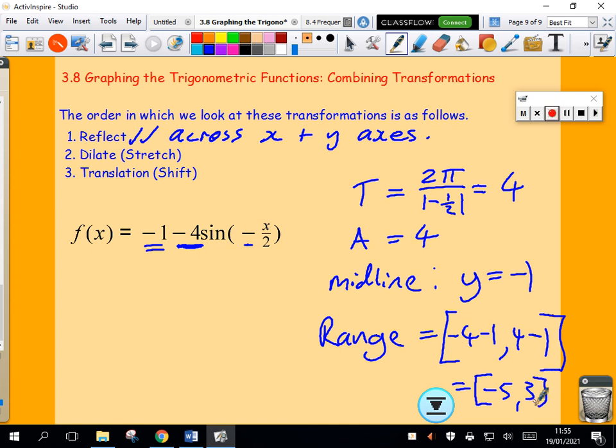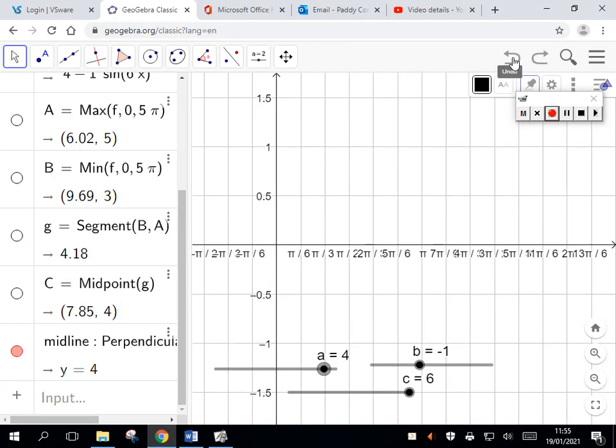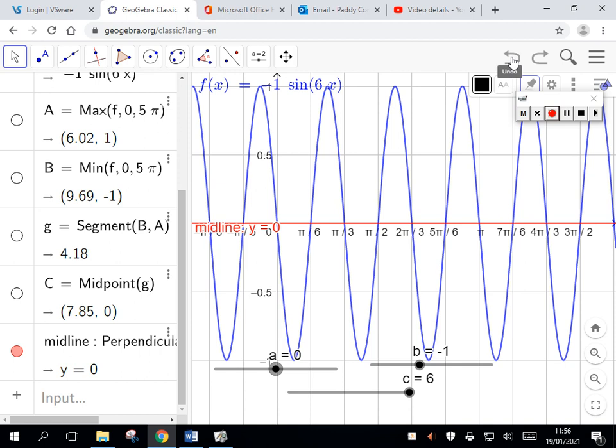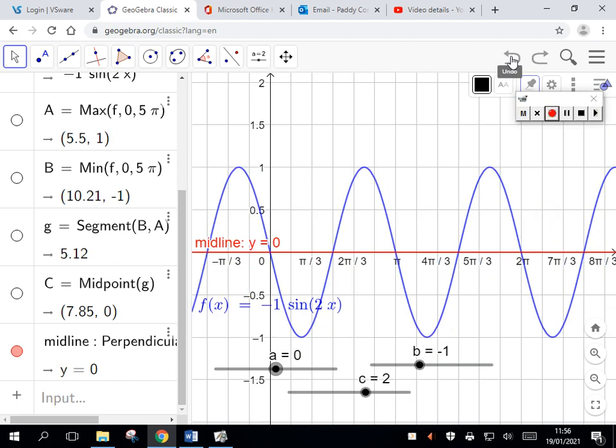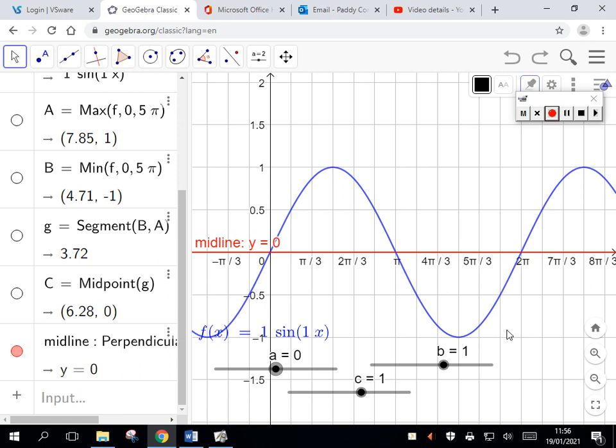Okay, so let's look at that at work. Let's look at all those things at work. So we'll start with reflections, then dilations, then translations, and see how it all looks. Let me get rid of this last one that we did. Go back to the original parent function. Okay, there's my parent function.